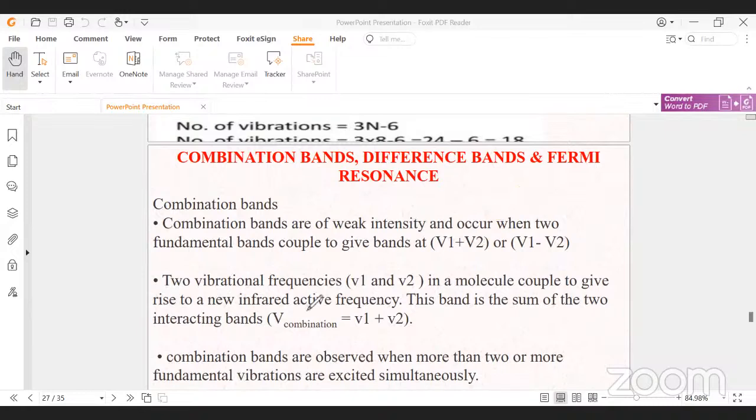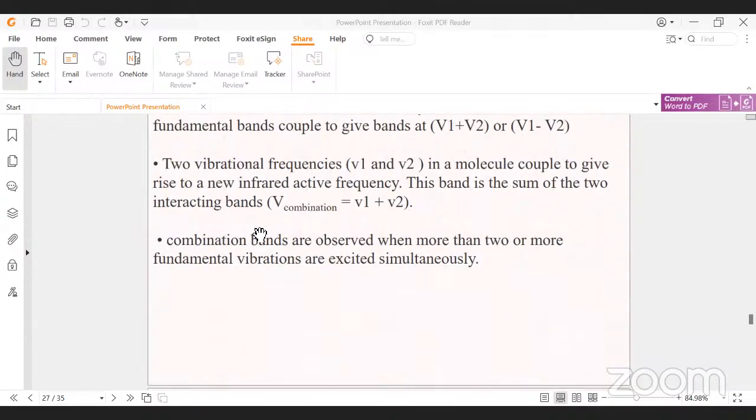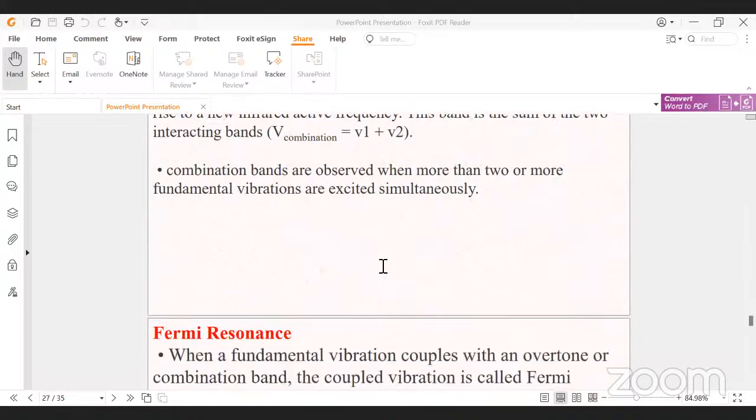Two vibration frequencies V1 and V2 in the molecule couple to give rise to a new infrared active frequency. This band is the sum of the two interacting bands, that is, the combination band V1 plus V2. Combination bands are observed when two or more fundamental vibrations are excited simultaneously. This is the condition for combination bands.